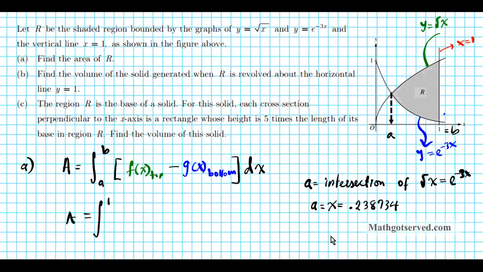All right, now that we have the intersection, we're good to compute the area. We're going to set it up and use a calculator to compute it. So A is basically the integral from 0.238734, and then we're going to put in our functions. Parentheses, f of x is the function on the top, which is the square root of x, minus the function on the bottom, which is the exponential function e to the negative 3x. Let's close that, dx.